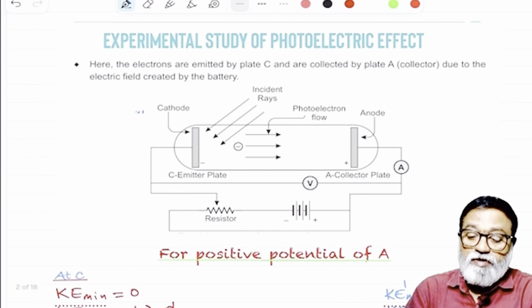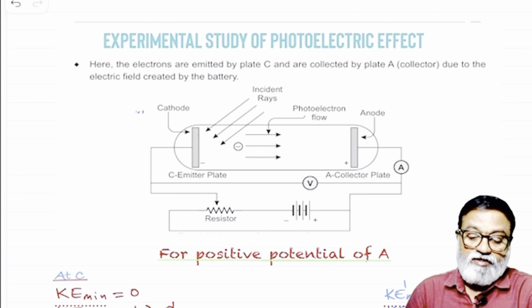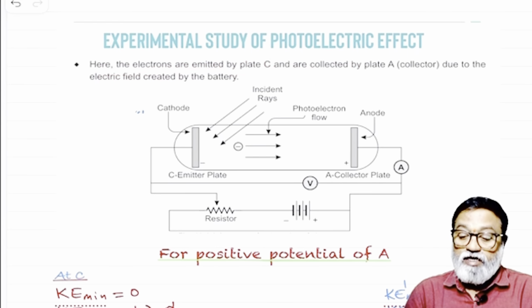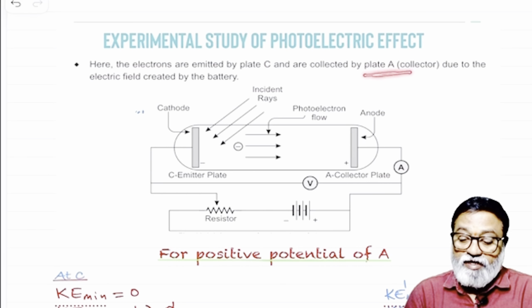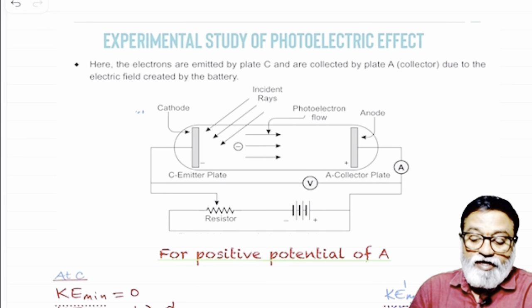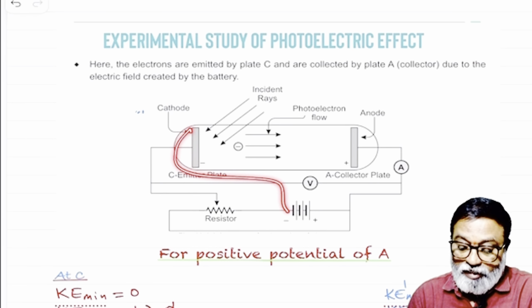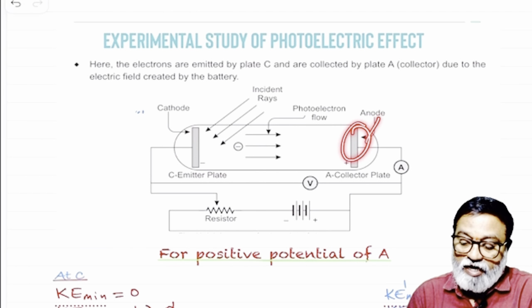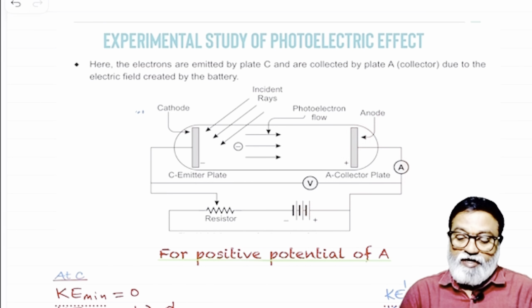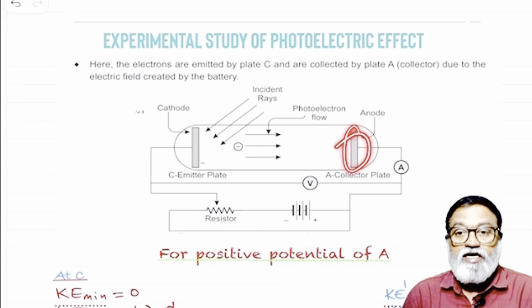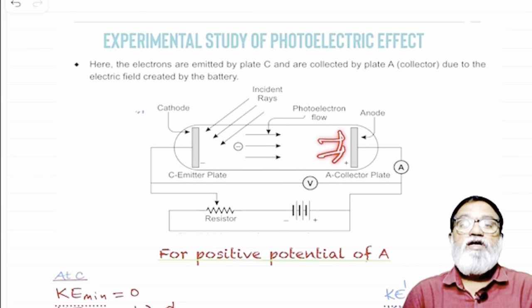Next one, experimental study of photoelectric effect. Here, electrons are emitted by plate C, which is called the emitter, and plate A is called the collector, due to the electric field created by the battery. This plate is called the cathode, and it is connected to the negative terminal of the battery, and this plate is called the anode, and it is connected to the positive terminal of the battery. Here the cathode is called the emitter. Why? Because it emits the electrons. Here the anode is called the collector. Why? Because it collects the electrons from the emitter.